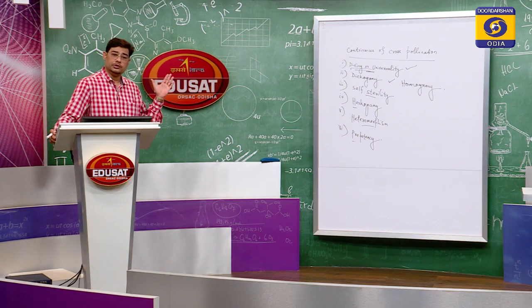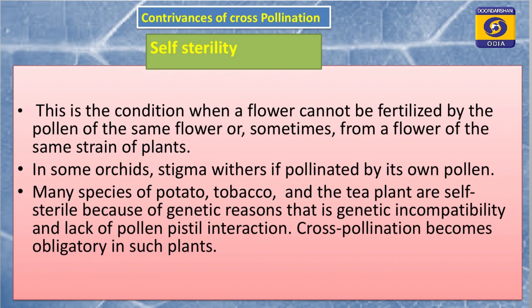So, next moving to the third one, that is self sterility. This is a condition when the flower cannot be fertilized by the pollen of the same flower, or sometimes of a flower of the same strain, the same variety of plants.